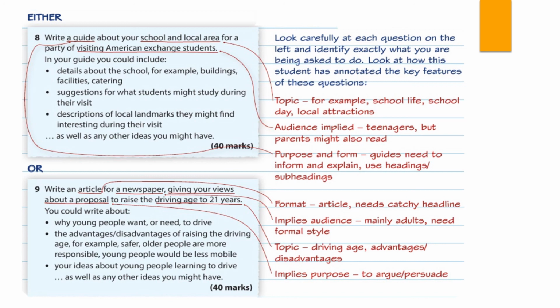The implied audience are mainly adults, so it needs a formal style because it's an article in a newspaper. It would be unlikely that young people would read a newspaper, and that's why we are assuming the audience is adults. Obviously, we're not saying that young people don't read magazines or newspapers, but you're thinking about your intended implied audience. Also, the topic, it's about the driving age, it's about what the advantages and disadvantages would be. And the purpose is to argue or to perhaps persuade.